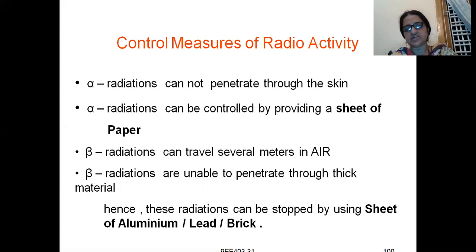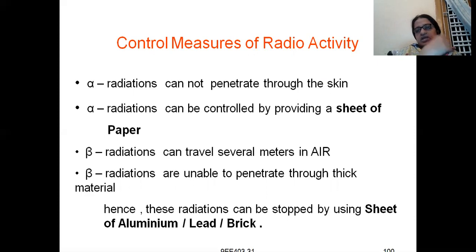What are beta radiations? Beta radiations can travel several meters in air. They are unable to penetrate through thick material. They can travel several meters in air, but even if you use a thick material, they cannot penetrate. Hence, these radiations can be stopped by using a sheet of aluminium, lead, or brick.